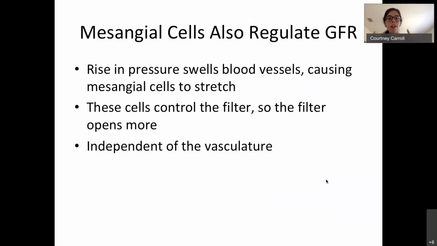So a rise in blood pressure will cause the blood vessels to swell, and that will cause stretching of the mesangial cells, those filter cells themselves. And these cells will then start to change the filter in response to that. So it's independent of the vasculature constriction, so it's not going to be changing the afferent arteriole. It will just change the amount filtered itself.